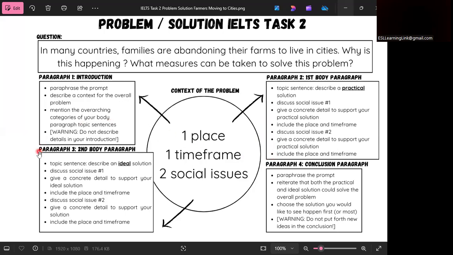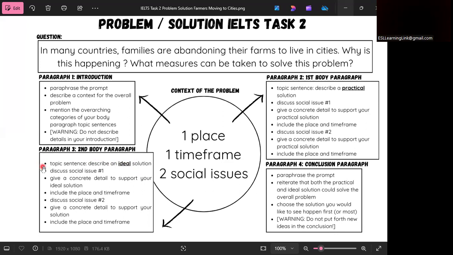For paragraph 3, you will do the same. Have parallel structure, and it will look really organized. Okay, so for your topic sentence, you will describe an ideal solution, and again, write out that topic sentence in the planning stage because it's so important.